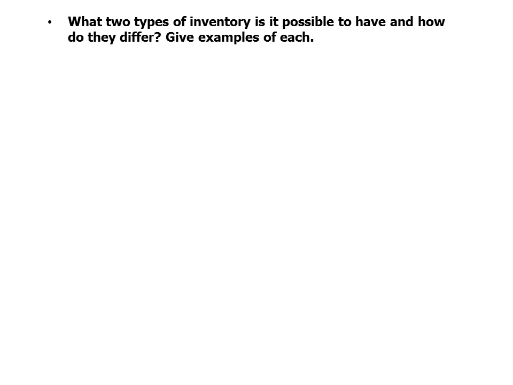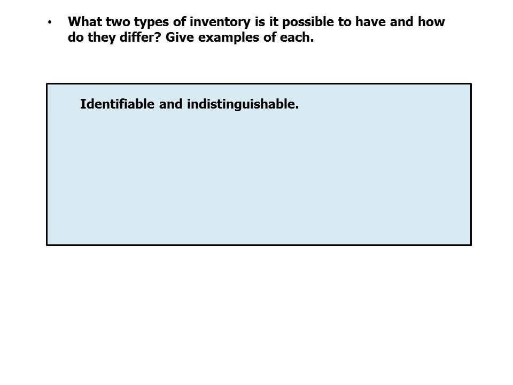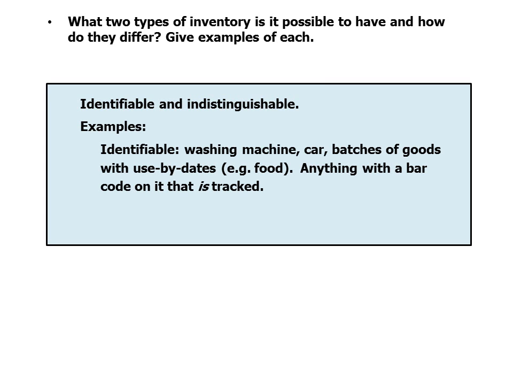What two types of inventory is it possible to have, and how do they differ? Give examples of each. So the two types of inventory: identifiable and indistinguishable. Lots of different examples of each. Identifiable: washing machines, cars, batches of goods with use by dates, anything with a barcode on it that is actually tracked. Indistinguishable goods include oil, gas, steel, and other commodities where you cannot tell one part of the goods from another.